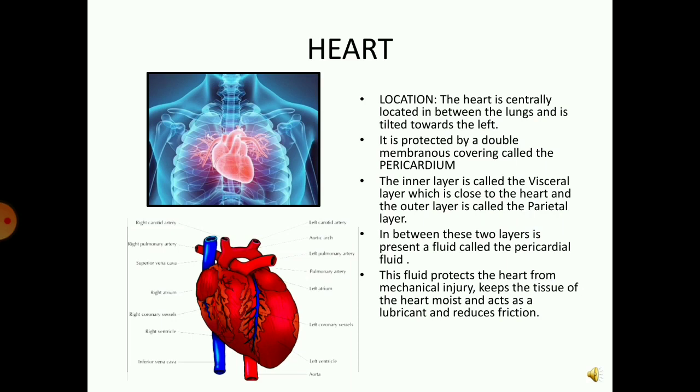The heart is well protected by the sternum in front, the ribs on the sides, and the vertebral column at the back. It also has a membrane covering, which is known as the pericardium. The inner layer of the pericardium is called the visceral layer, that is the part which is closer to the heart, and the outer one is known as the parietal layer.